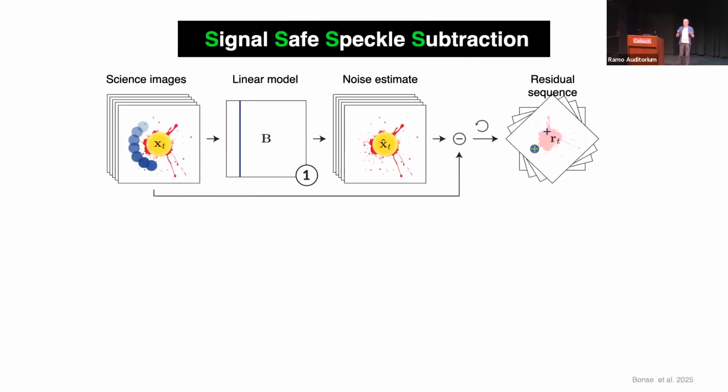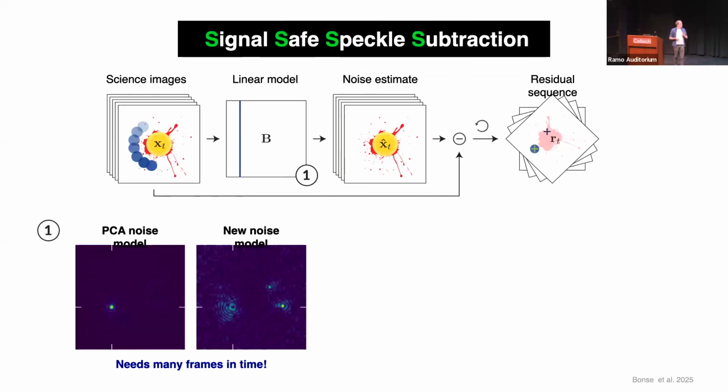And I call this method signal safe speckle subtraction, or 4S, or FORCE. Okay, so in the interest of time, I can only give you the key ideas and maybe give you some ideas of what is good data to use FORCE on. So the first idea is you put some constraints on the model to make sure that you're no longer learning this point spread function shape. And this forces the model to explore other areas in the image.